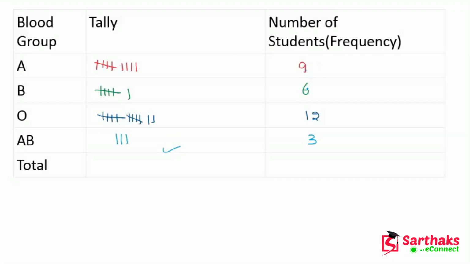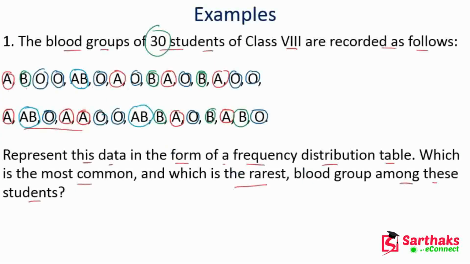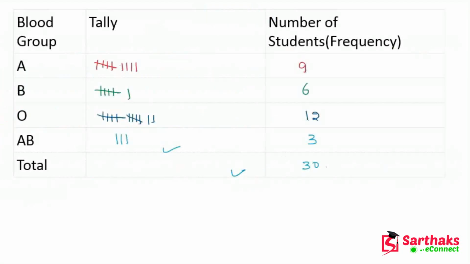Now 9 plus 6 is what? This is 15. 15 plus 12, this is 27, and 27 plus 3 is 30. So the total is 30. So we can say that our frequency table is correct. This is the correct frequency distribution table. Now we have to find the most common blood group.